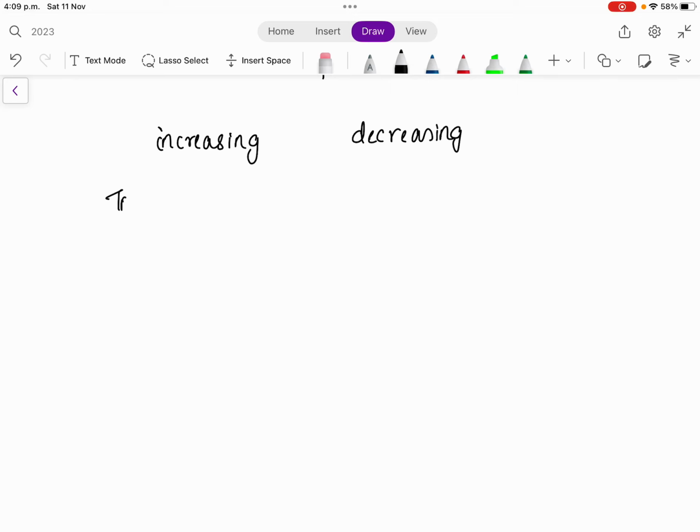For the increasing series, Tn plus 1 minus Tn is always greater than 0, and for the decreasing series, Tn plus 1 minus Tn is always less than 0. So this is one thing which you can remember. I haven't seen any direct questions out of this, but it's very good to know.